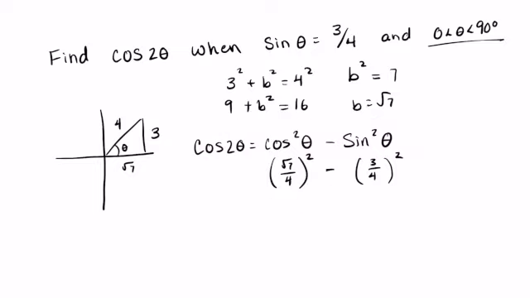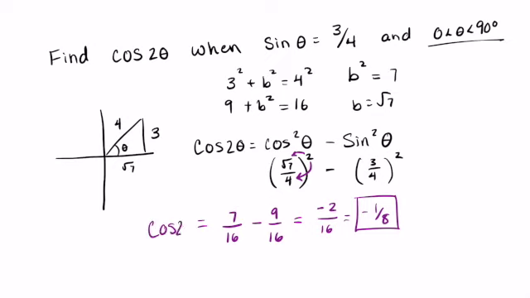And so now, when I distribute in that power of 2, that's going to give us 7 over 16, because again, it goes to the top and bottom, minus 9 over 16, which is going to wind up giving us negative 2 over 16, which simplifies to negative 1/8. And that is our double angle of cosine.